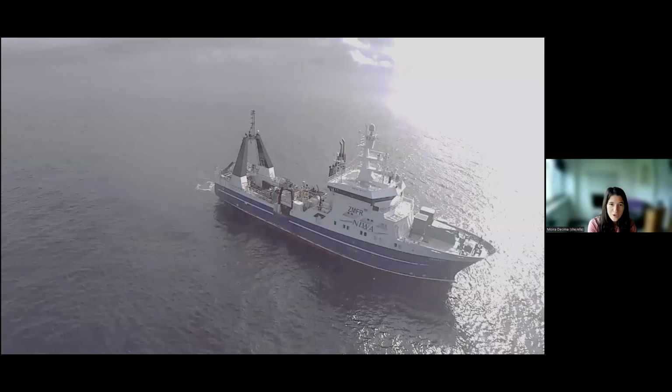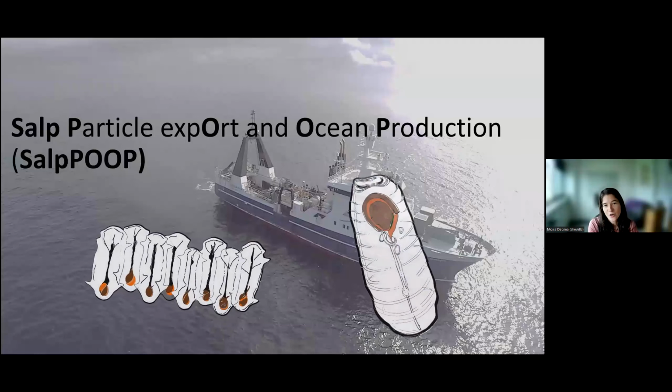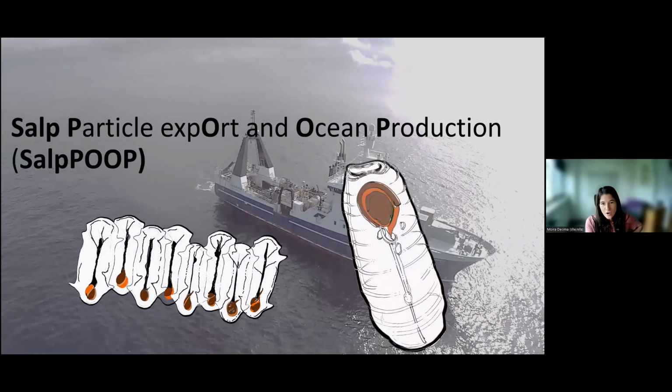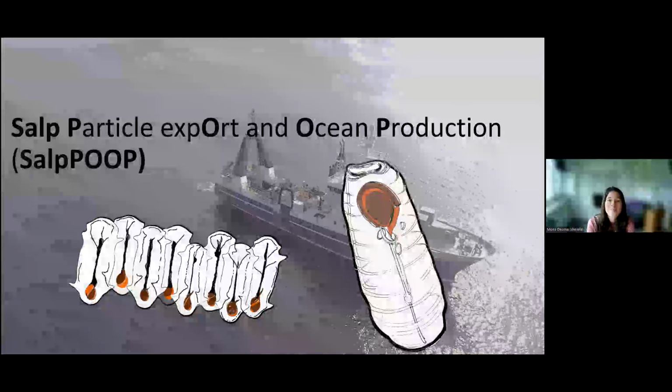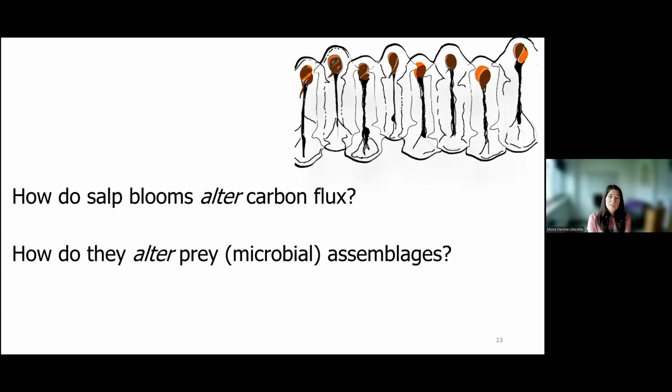So with that knowledge, we designed an expedition to go out and study all the different processes that we thought salps would be affecting. We called it salp particle export and ocean production, or SALP POOP. We were primarily concerned with their role in carbon export. For this paper, I'm going to talk about two main questions, and one is, how do salp blooms alter carbon flux?